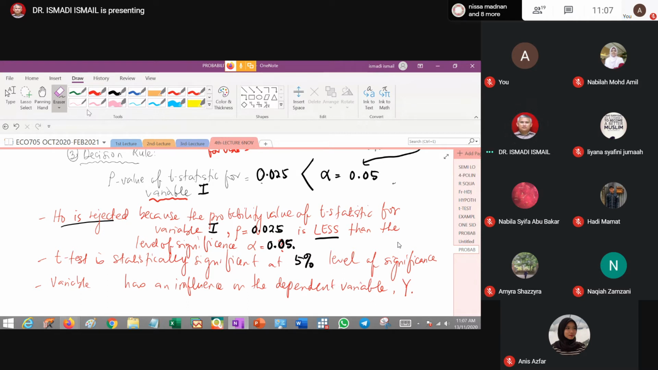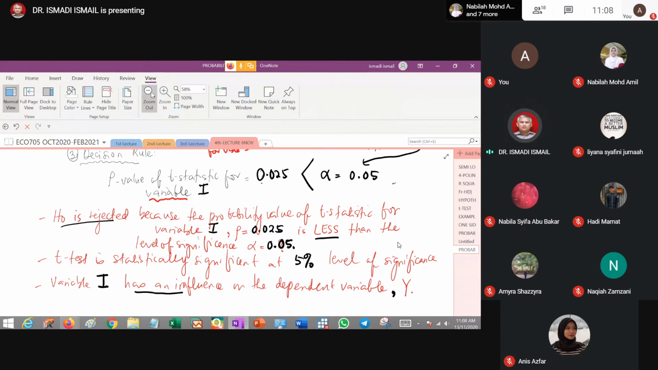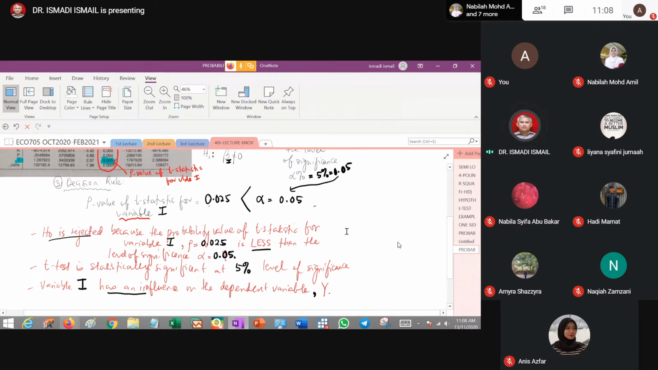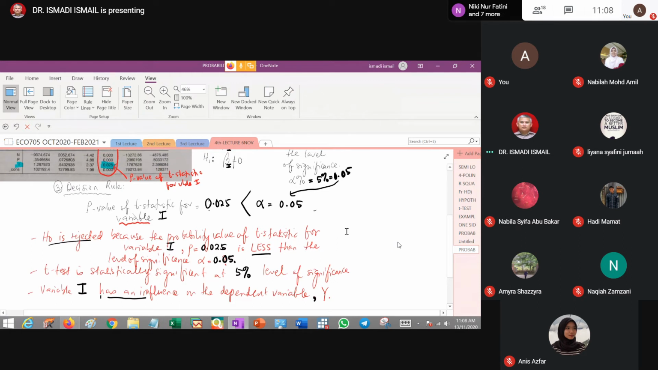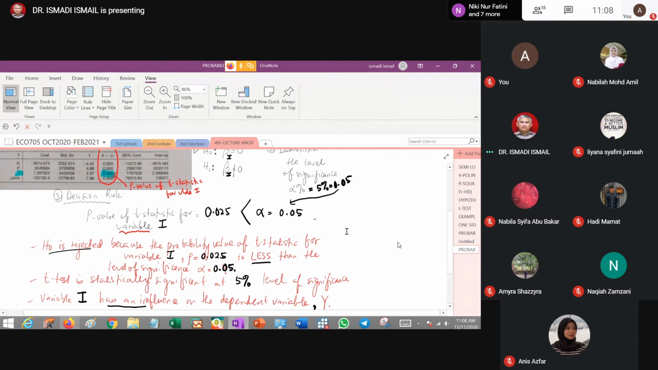And lastly, variable I has an influence on the dependent variable in this case. The dependent variable in the example is Y. So this is how we perform a two-sided t-test using the probability value approach.